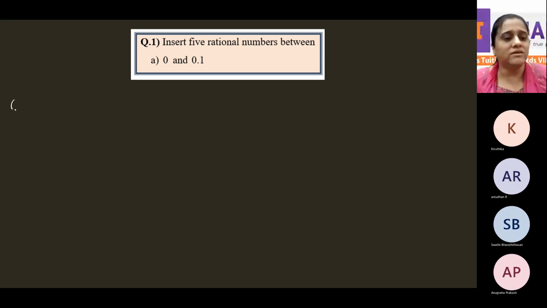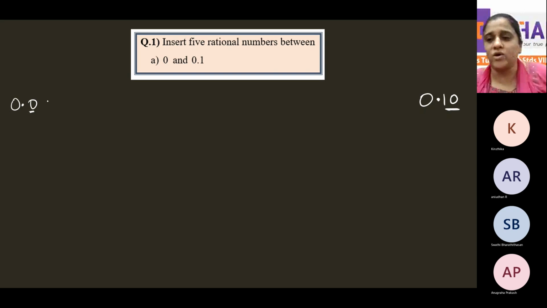I'm starting over again. 0 is 0.0 and 0.1 is 0.10. Forget the integral part, forget the 0 point. Look at the decimal part, 0 to 10. So let's start writing from there.